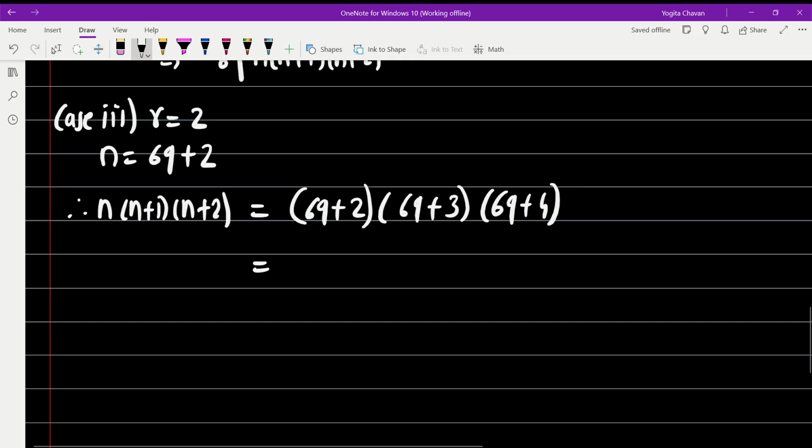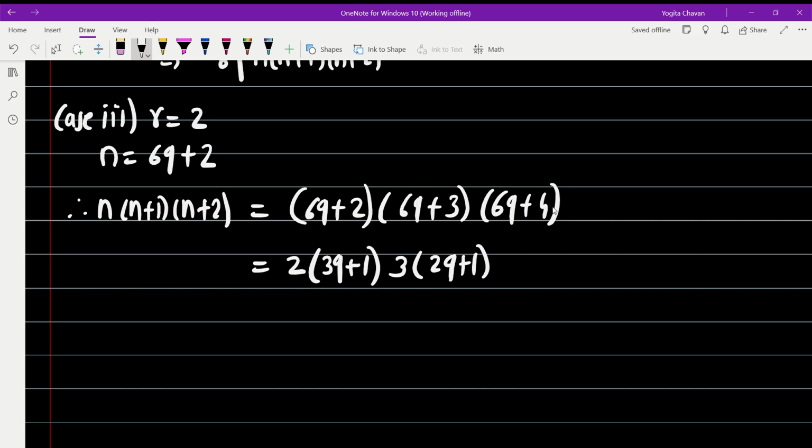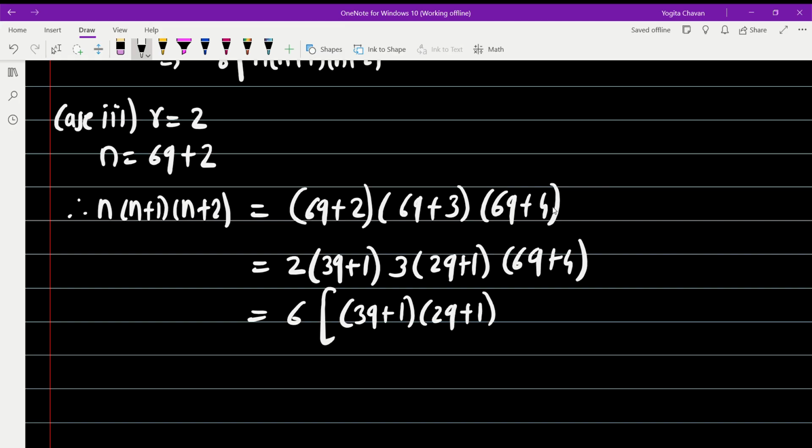So it is equal to, now from the first term we can take 2 common, so it is 2 in bracket 3q plus 1, and from the middle term take 3 common, so 3 into 2q plus 1, and this 6q plus 4 as it is. Now this 2 into 3 is 6, and in bracket it is 3q plus 1 into 2q plus 1 into 6q plus 4.